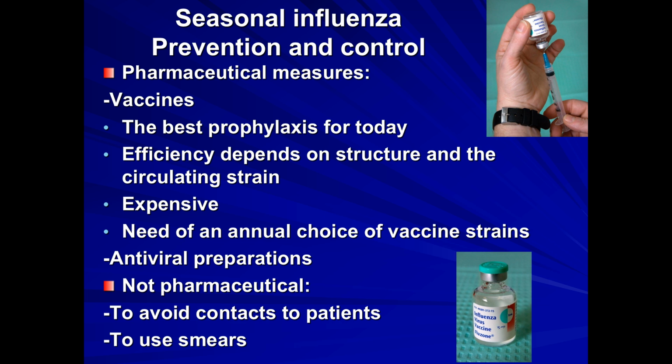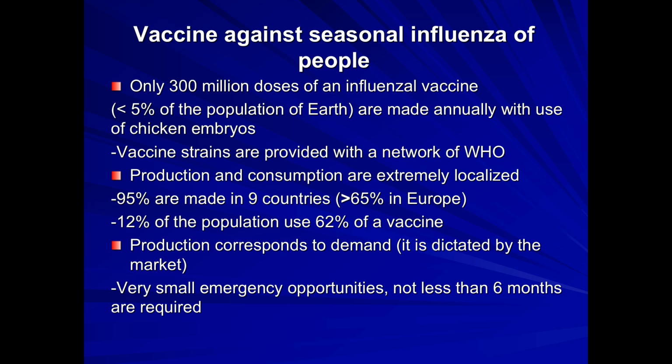Seasonal influenza prevention and control. Pharmaceutical measures: vaccine, the best prophylaxis for today. Efficiency depends on structure and the circulating strain. Expensive, needs an annual choice of vaccine strains. Antiviral preparations. Non-pharmaceutical measures: avoid contact with patients, use smears. Vaccine against seasonal influenza of people.